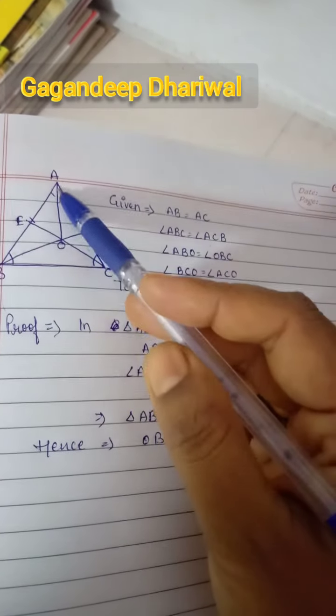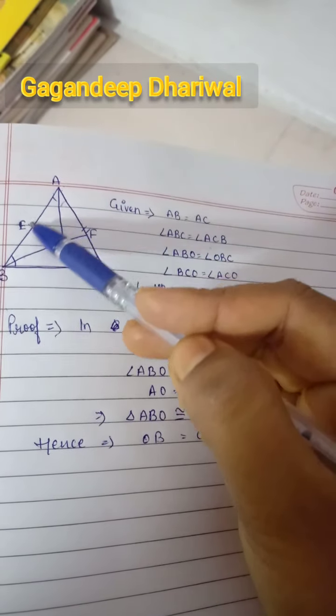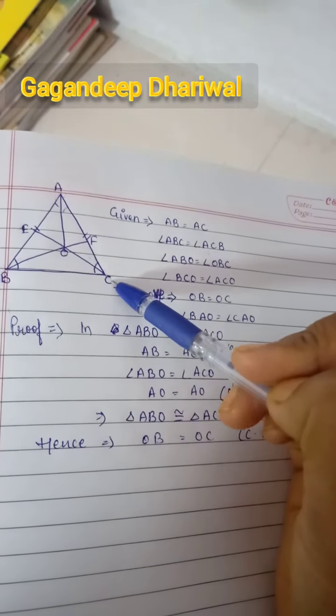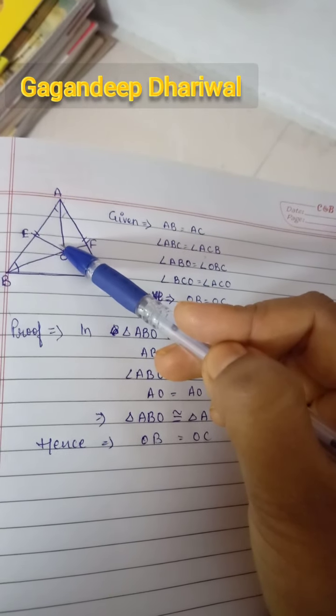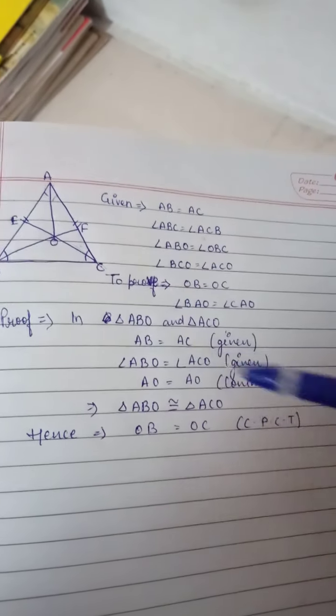And this line AO is common, hence this triangle ABO is congruent to ACO, this one. According to the CPCT, this OB is equal to OC. It is proved now.